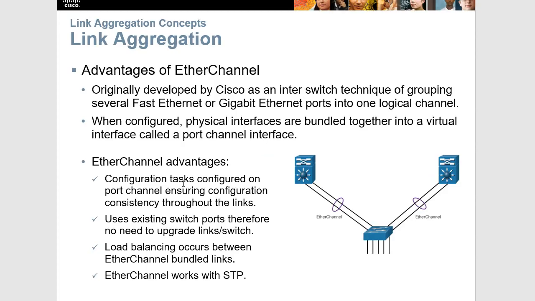Advantages: tasks are configured on the port channel, which is just one channel instead of multiple links, so you're only configuring tasks once. It uses existing switch ports rather than trying to find a switch or an expansion slot with more gigabit ports. You're just going to use the existing ports you have and group them together. Load balancing will occur between your channels. You're never going to have one channel faster than the other because you can only bundle channels with the same speed. So load balancing is going to occur and you won't have to worry about it.